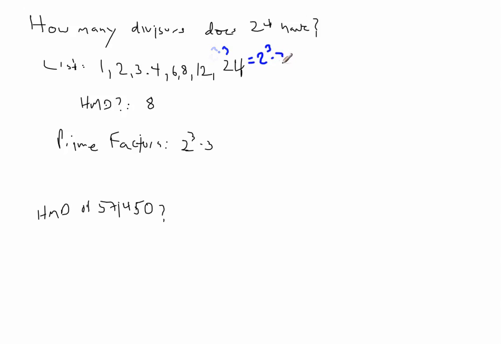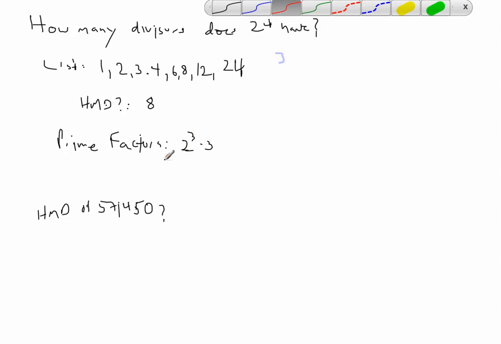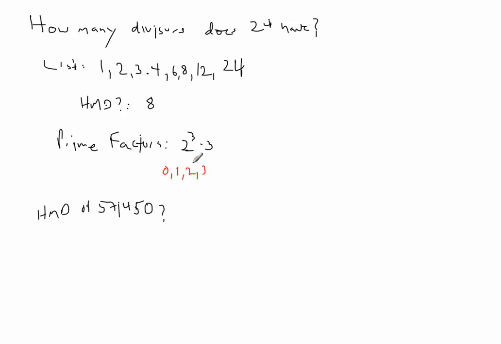Okay, now if you were keeping track there, you noticed that we just got every combination of 2 to the 0, 2 to the first, 2 to the second, and 2 to the third. Those are the possibilities for 2. And then for 3, we have 2 possibilities. We have either 0 3s or 1 3.